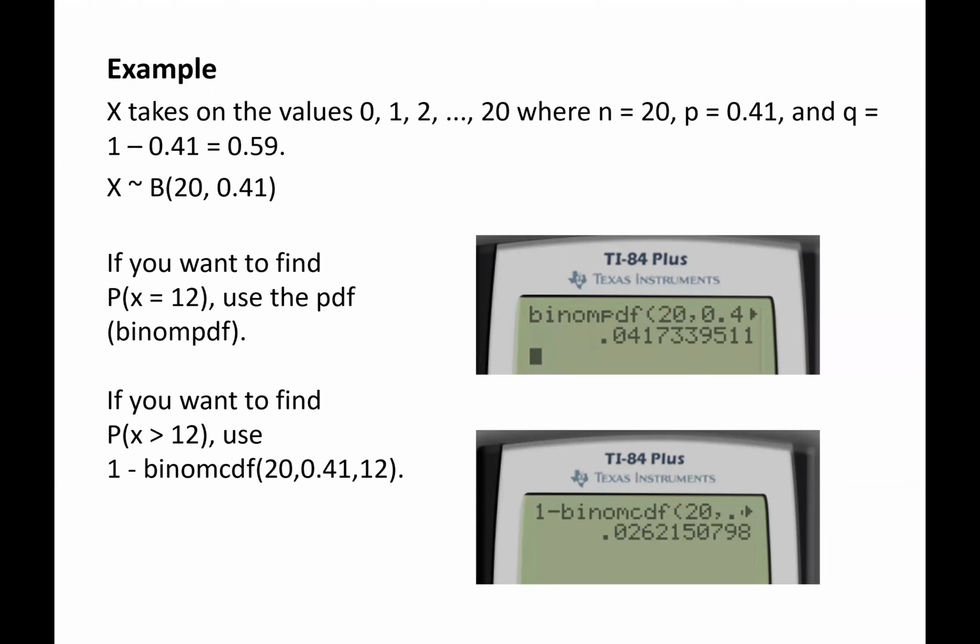Now, if you're interested in finding the probability greater than 12, so what's the probability that we get more than 12 people who say they have a high school diploma but don't have any education beyond that, then what you have to do is take the binom CDF at 12 and subtract that from 1. So the probability that X is greater than 12 is 1 minus the probability that X is less than or equal to 12. And in this case, that would be 0.02622.